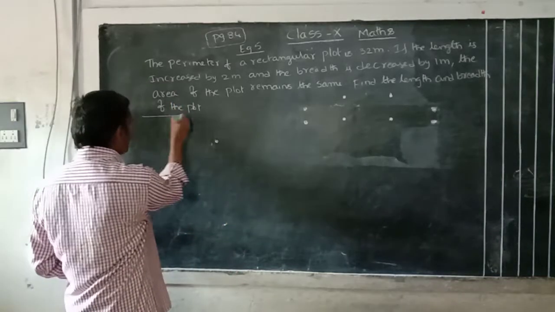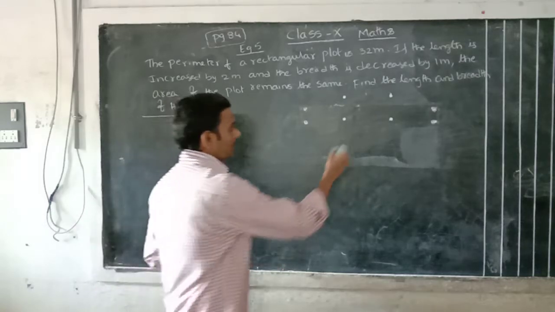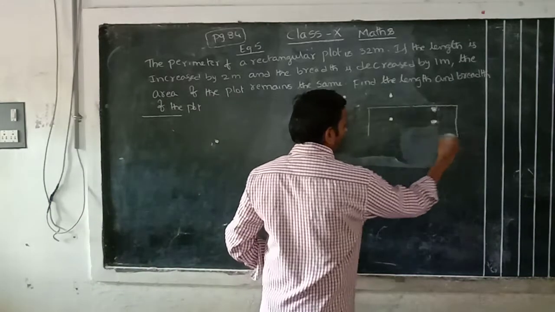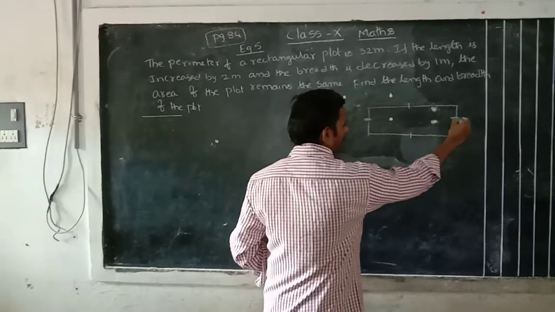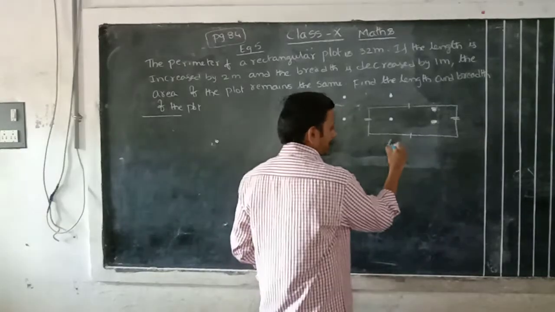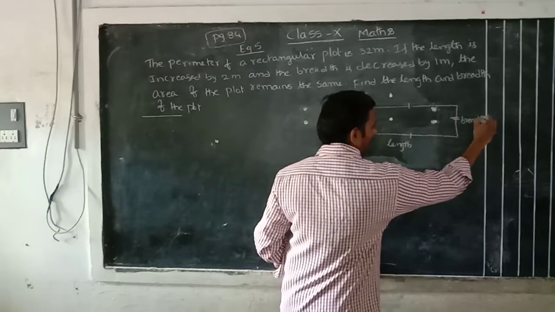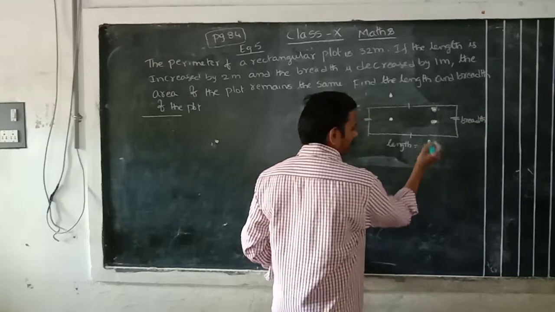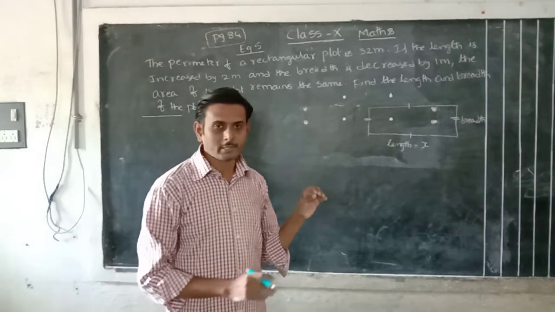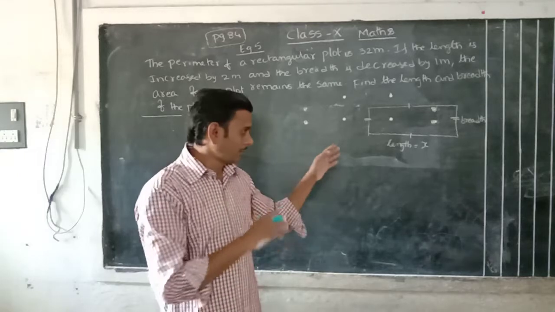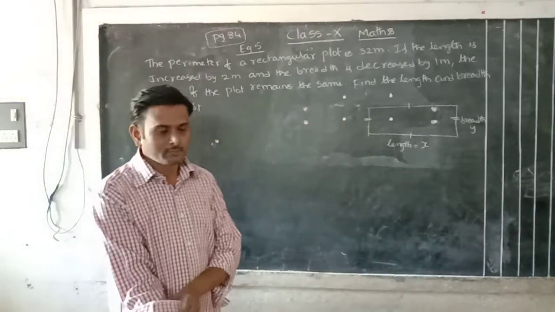See here, what is the length of the rectangle? What is the breadth? We don't know, so we have to take them as variables. A rectangle means opposite sides are equal. This is the length and this is the breadth. For pairs of linear equations we are used to using the letters x and y, so I want to take length as x and breadth as y.